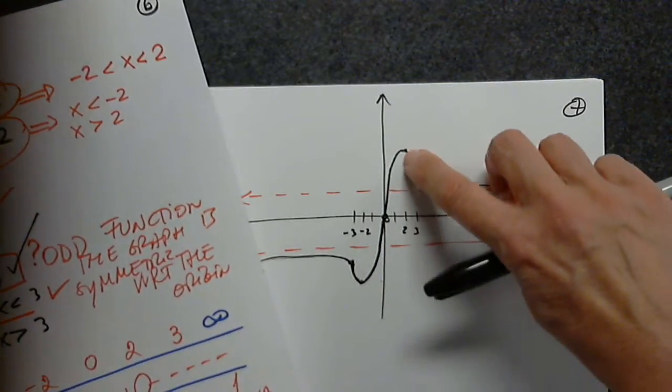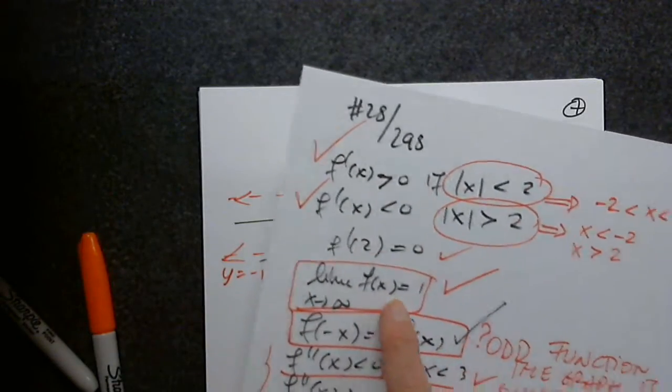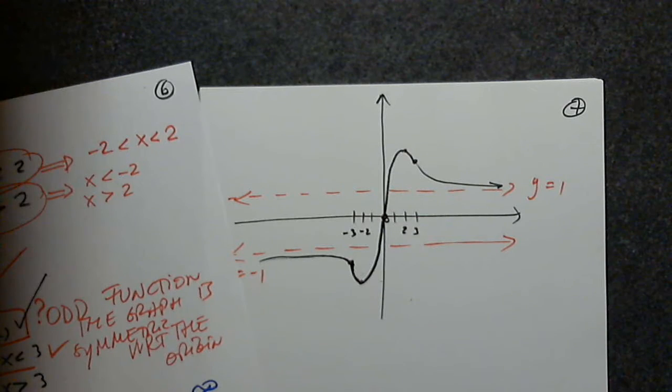F prime of 2 is 0. Yes, it's a critical number. It's a maximum or a minimum, respectively. The limit, yes, it is 1. This part has to be -1 because it's symmetric with respect to the origin.